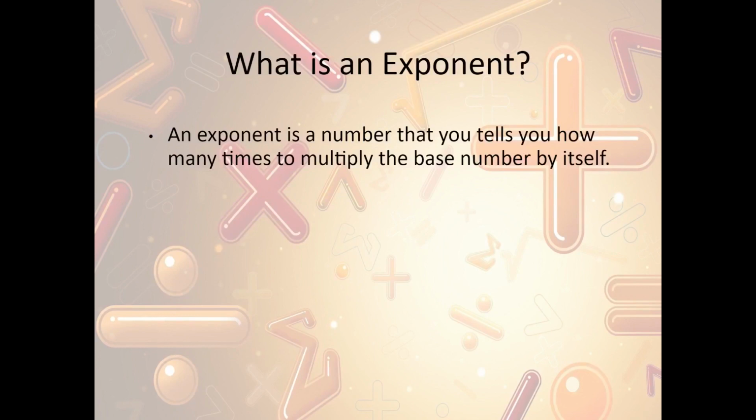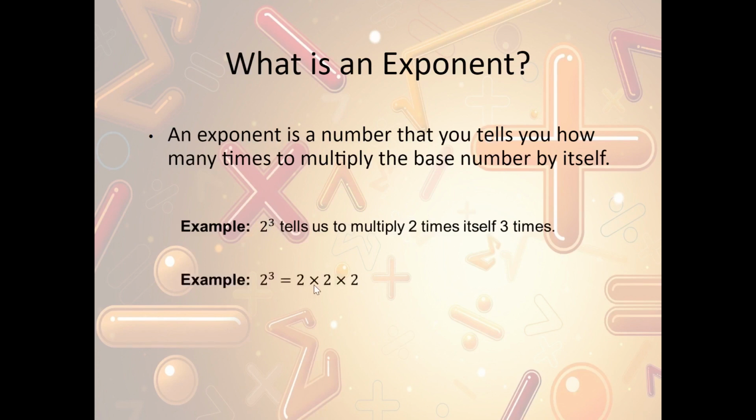Now, what is an exponent? An exponent is a number that tells you how many times to multiply the base number by itself. So, for instance, we have 2 to the third power. 2 is what we call our base number, and it tells us that we're going to multiply 2 times itself 3 times. So that's really 2 times 2 times 2, which is 8.